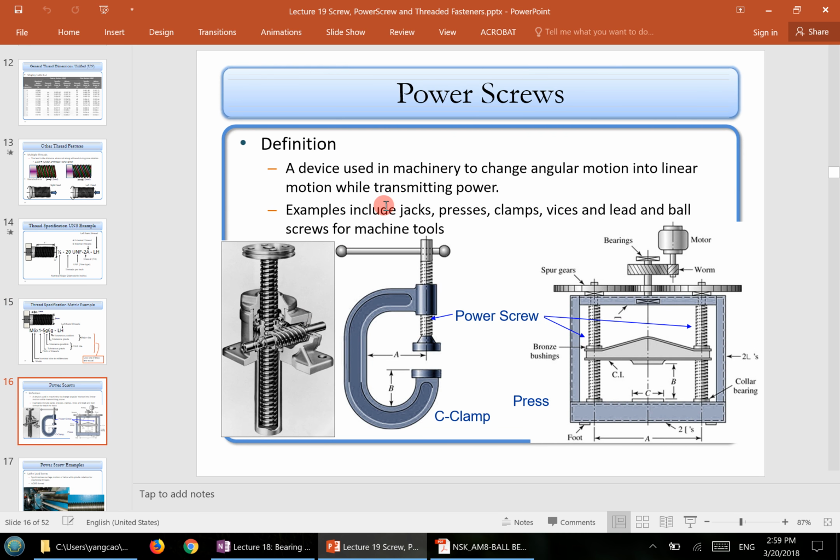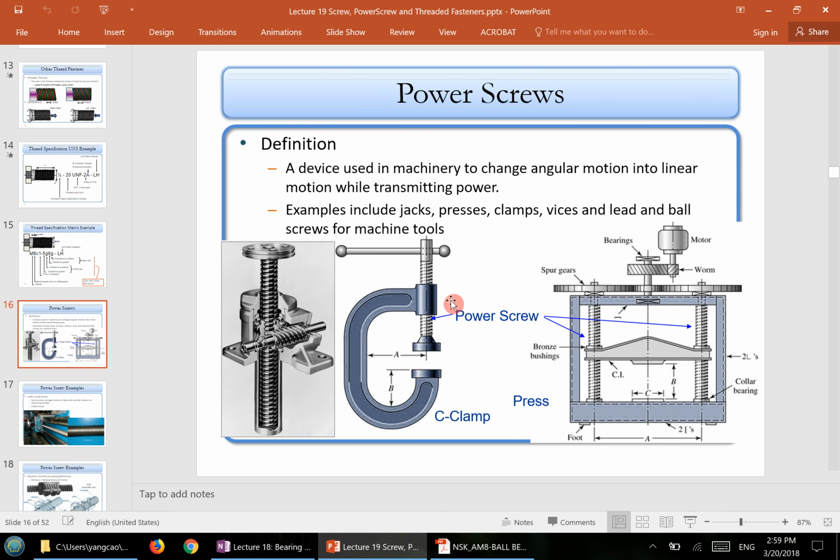So let's shift our attention a little bit to the power screw here, and some of the terminology particularly related to power screws. A power screw is a device used in machinery to change angular motion into linear motion while transmitting power. And it's a very common type of machine element that you see.